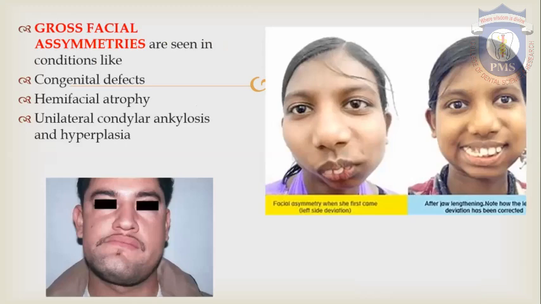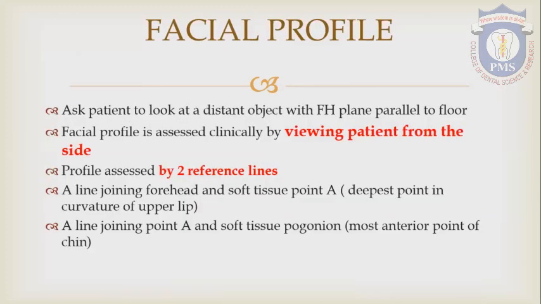Now, gross facial asymmetries are seen in conditions like congenital defects, hemifacial atrophy, unilateral condylar ankylosis, and hyperplasia. Now, these all should be noted in the initial examination. Now, let's come to the facial profile.